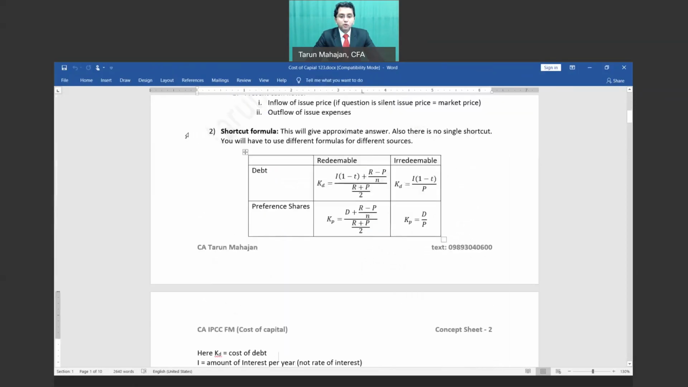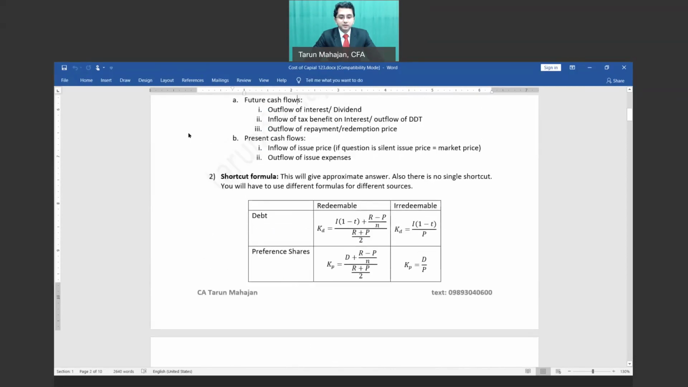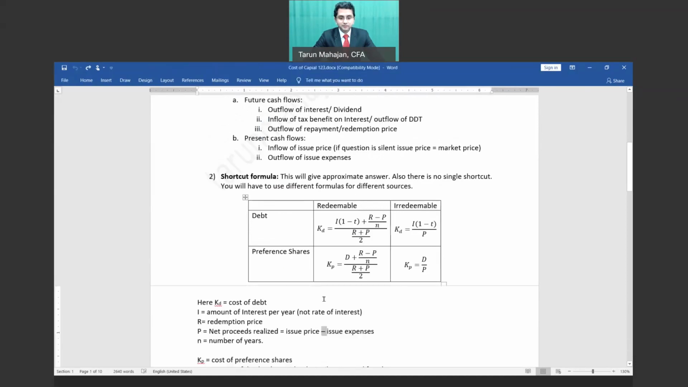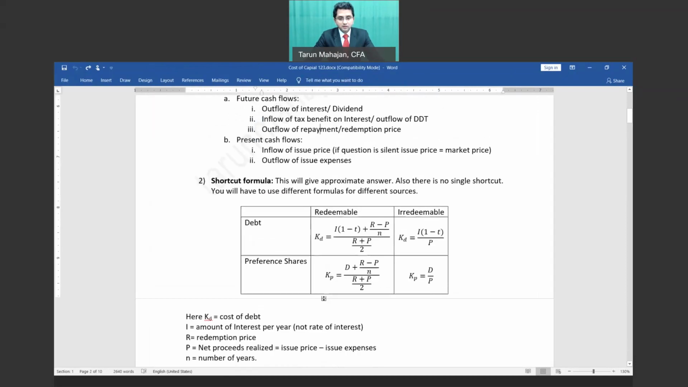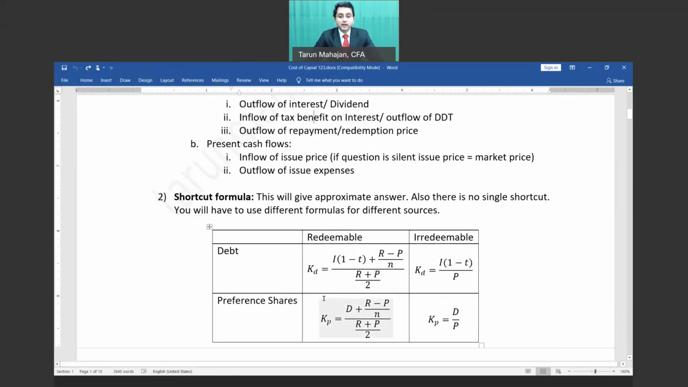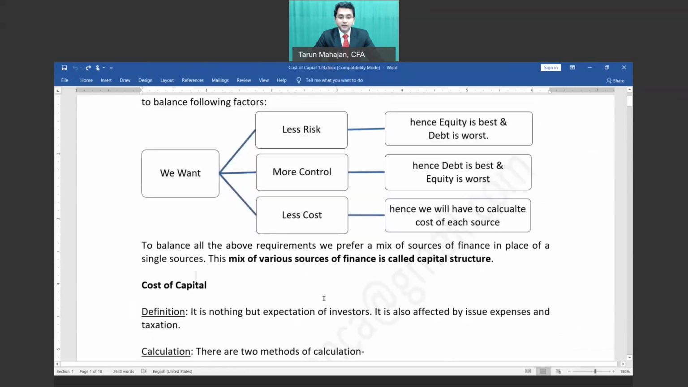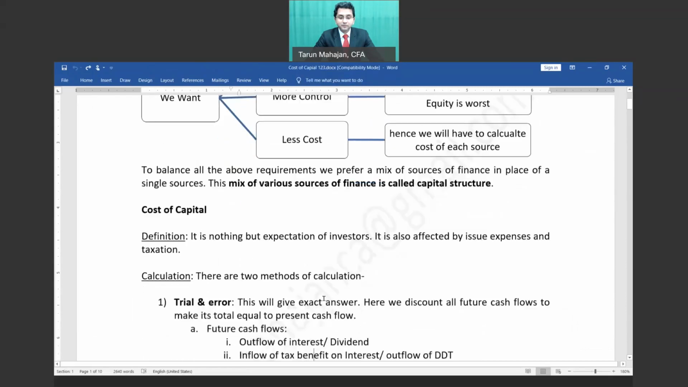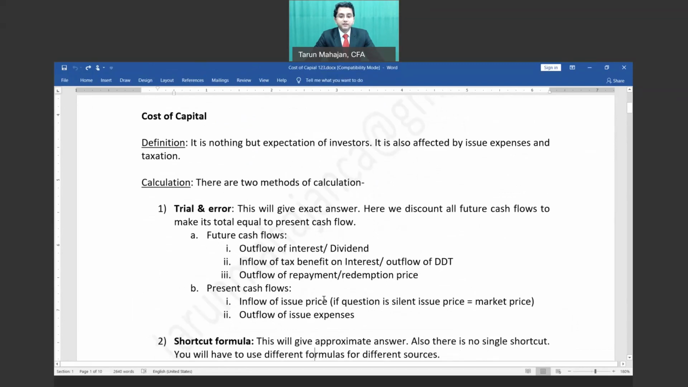Okay, so how do I calculate cost of capital? Now that's a question. How do I calculate cost of capital? So what is the definition of cost of capital? It is nothing but expectations of investors.